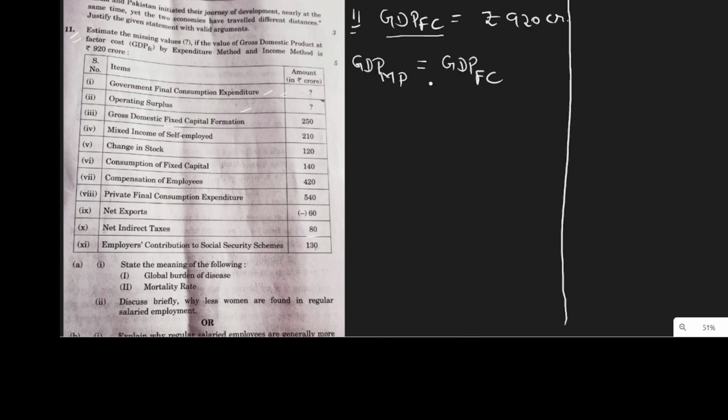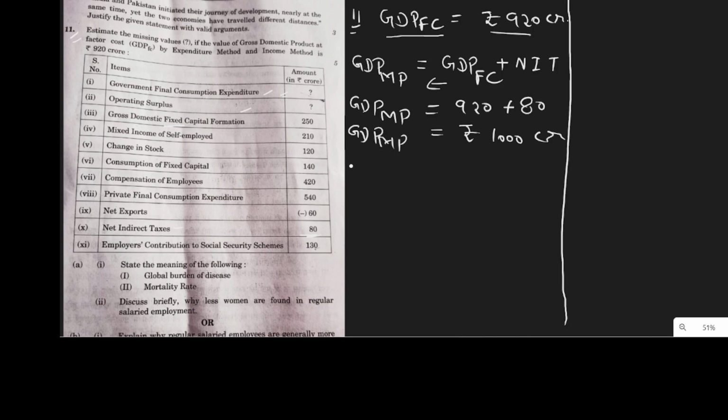Now we have to convert this to left side one. Both are gross, no change. Both are domestic, no change. Factor to market, there will be change. Factor cost doesn't involve net indirect taxes. This involves. So we will add net indirect taxes. Or we could add indirect taxes minus subsidies. But we are given net indirect taxes, so we will just write plus NIT. Okay, then GDP at market price equals GDP-FC, which is 920, plus net indirect taxes, which is 80 crores. Hence, we obtain its value by adding these two as 1000 crore. That is GDP at market price.